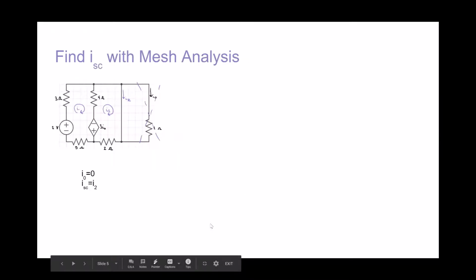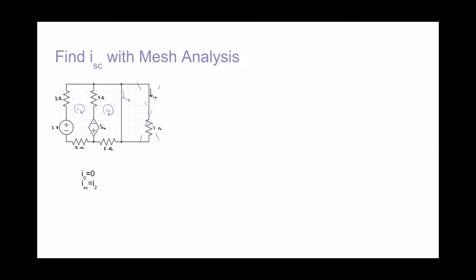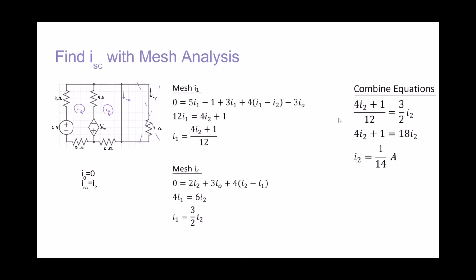The first step for the mesh analysis is to realize that the path of least resistance, as a result of shorting RL, makes the dependent source go to 0, since that path is not favored. And since that path is not favored, the mesh also has I2 equal to the current that you're solving for. In the first mesh, you would multiply the resistor by the current in that mesh, and then you would add or subtract the voltage source depending on which direction it's going.